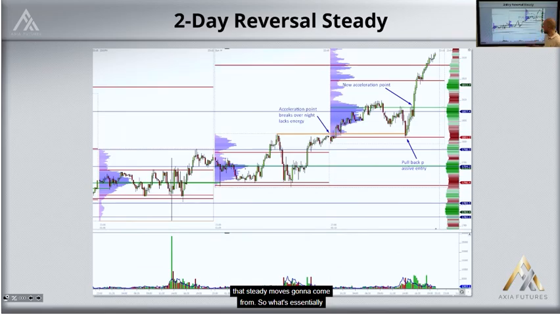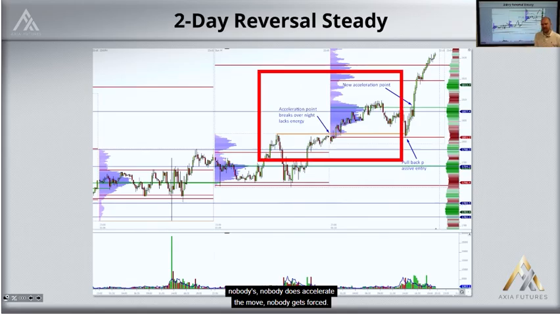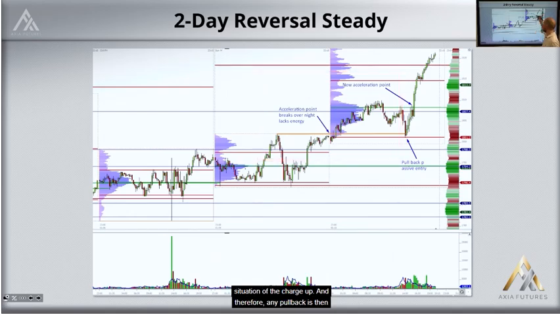So what's essentially happened is the point where the acceleration should come, nobody does accelerate the move. Nobody gets forced out. And so because they've got time to get out, we don't have the situation of the charge up. And therefore, any pullback is then a second opportunity to find out if buyers do have the strength and then play the move towards the upside. So it's about looking at what should happen, looking at what is happening, and asking yourself, how can I now adapt to this trade? What is now potentially available? And as long as you're above there, it's still on, and a break there, you've got a new acceleration to play for.